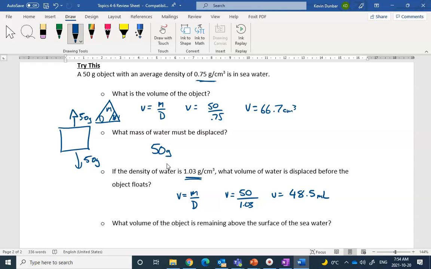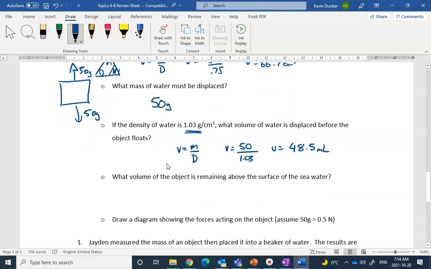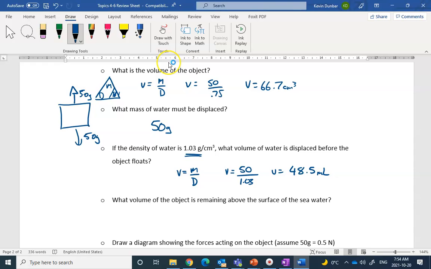milliliters. What volume of the object is remaining above the surface of the sea level? Well, if the object has a volume of 66.7, right, so this total volume is 66.7, but it needs to displace 48.5 in the water, so this volume is 48.5. How much is left just on top?